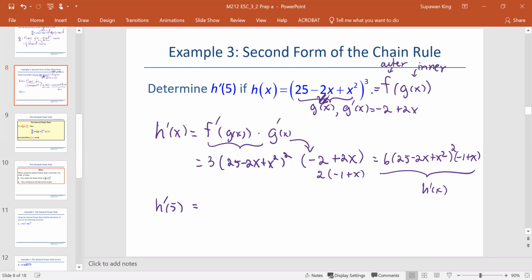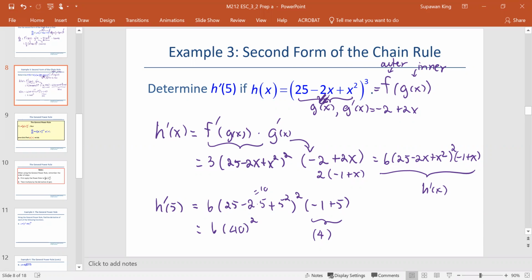Replace x with 5. That's 6 multiplied by 25 minus 2 times 5 plus 5 squared, raised to the power 2, multiplied by negative 1 plus 5. Simplify the numbers. Negative 1 plus 5 gives you 4. 25 minus 10 is 15. 15 plus 25 is 40. So 6 multiplied by 40 raised to the second power and multiplied by 4.